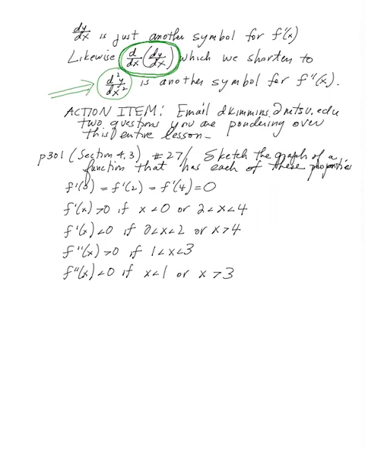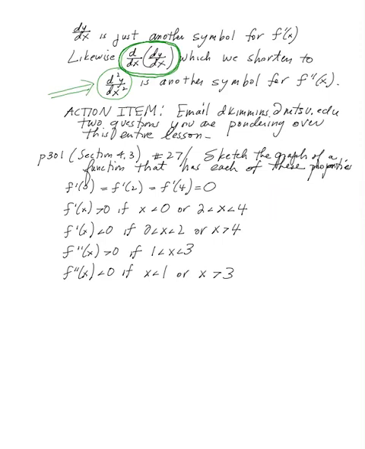Okay, final problem, page 301, section 4.3. Again, we're doing a condensed version of chapter 4, so we're just starting here in 4.3. Number 27: sketch the graph of one function that has each of these properties. They give us 5 properties, so we don't want 5 graphs. We want one graph that has all of these properties.